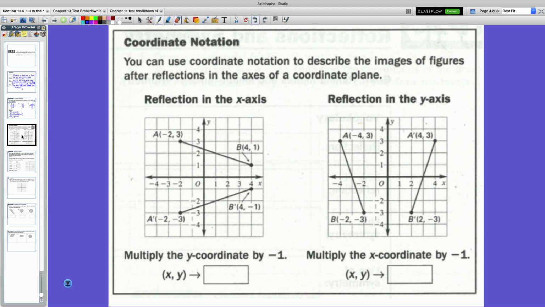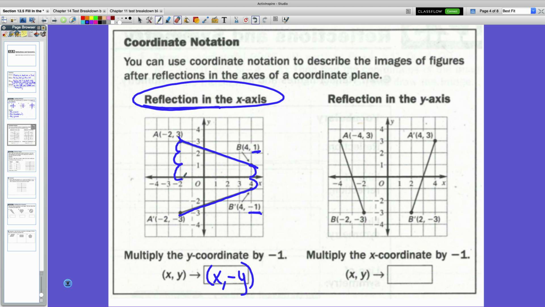Now we do have coordinate notation for this as well, but there are actually two specific rules. If we're reflecting over the x-axis, then our rule is that (x, y) goes to (x, negative y). Because if we reflect from here to here, all that's changing is this y number. We count 1, 2, 3, and then 1, 2, 3 again. So we're just changing the y value. If it's positive, it goes negative. If it's negative, it goes positive.